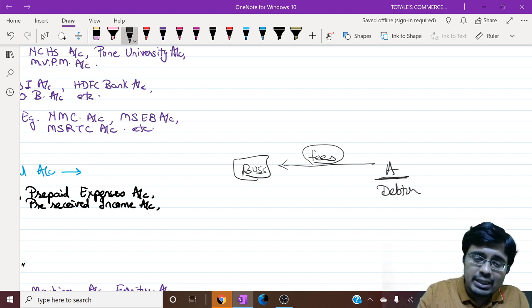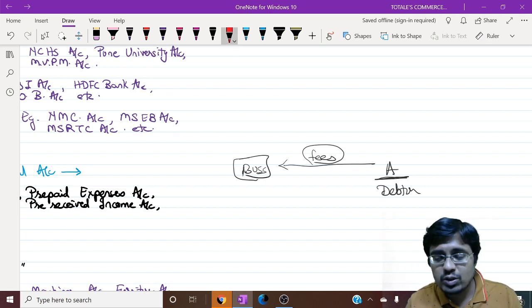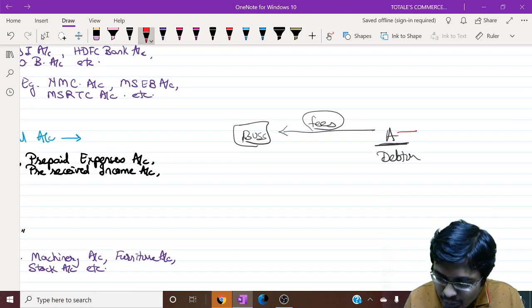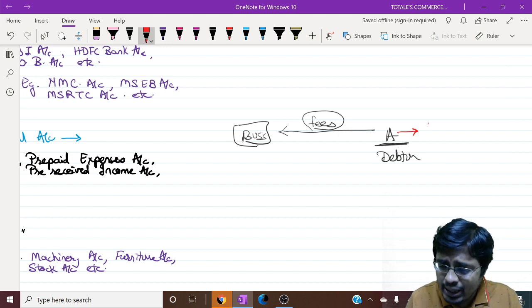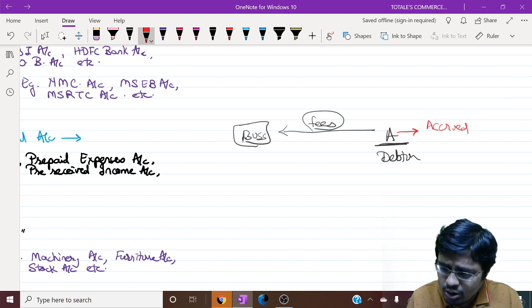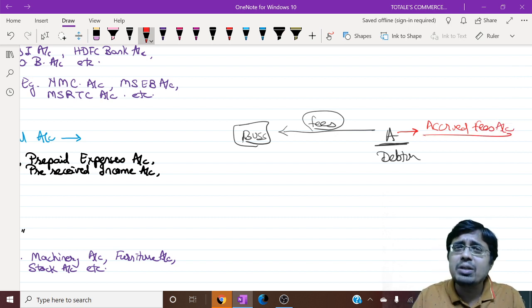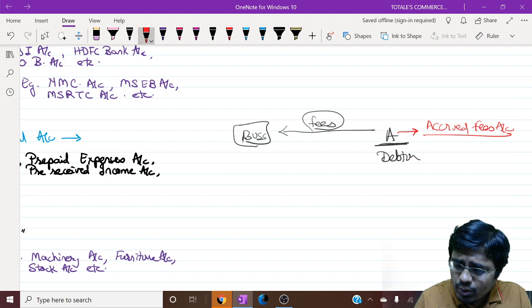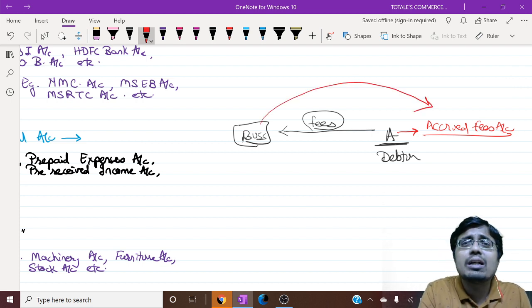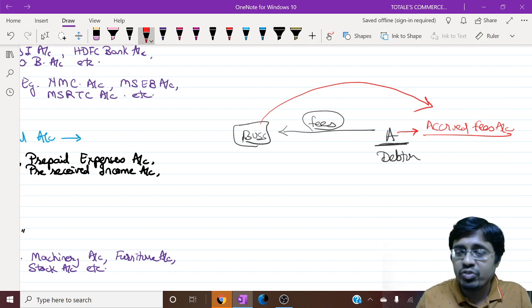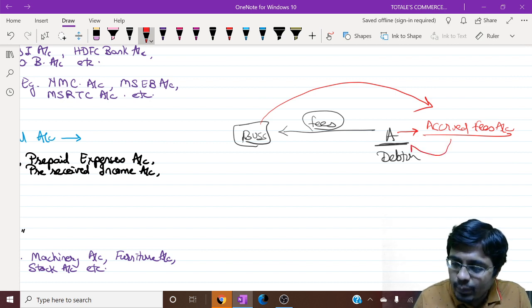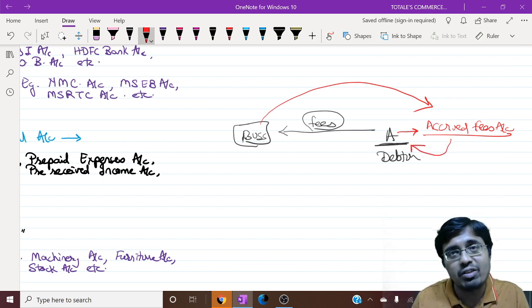Instead of remembering it in this manner, the easiest way out is I represent A by some other name. What other name can I represent A by? I can call him accrued fees account. So I can rename Mr. A by accrued fees account. So business will not have to remember for what purpose money is to be received from A. You will always remember it. We'll rename A by accrued fees account. Accrued fees account would represent A. So it is a representative personal account.